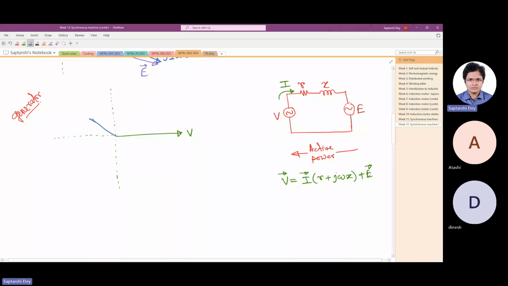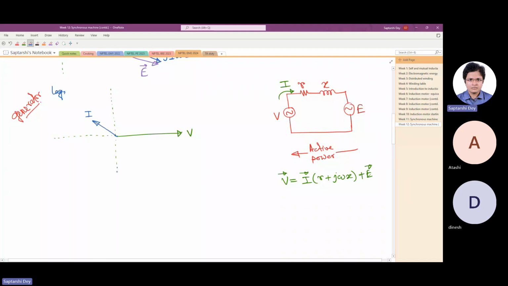So the current is somewhere here, right? How do I know the current is here? First of all, we took lag, and since v is absorbing power, the current should be on the left hand side, left half plane, because I have drawn the current like that in the circuit. If I draw the other way around, it will change the direction. Okay, doesn't matter. So this is I lagging.